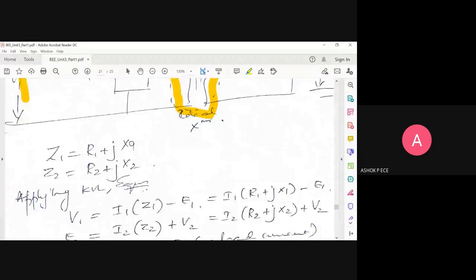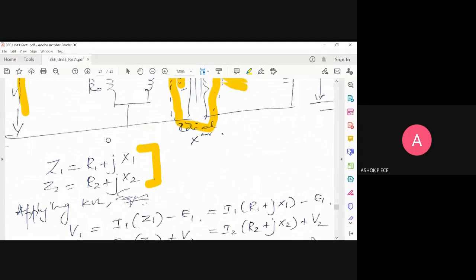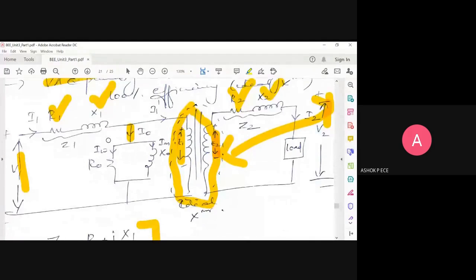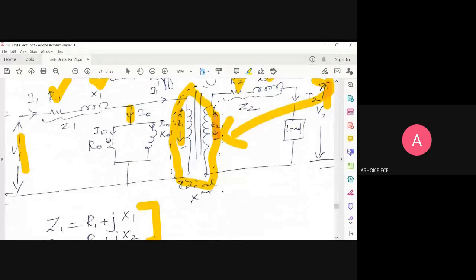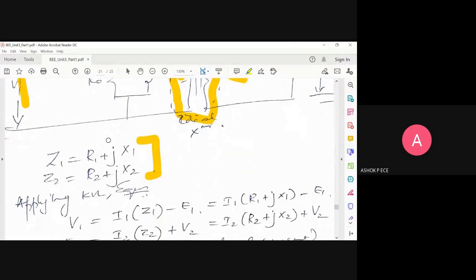Okay, as said in the diagram, I'm going to group R1 plus JX1 as Z1 and R2 plus JX2 as Z2. And I put plus J because of the inductor. I told you in the very beginning class, whenever you have an inductor, the imaginary term will be plus J. It will be positive. And whenever there is plus J, the reverse is also true: the component will be an inductor. So Z1 equals R1 plus JX1, Z2 equals R2 plus JX2.